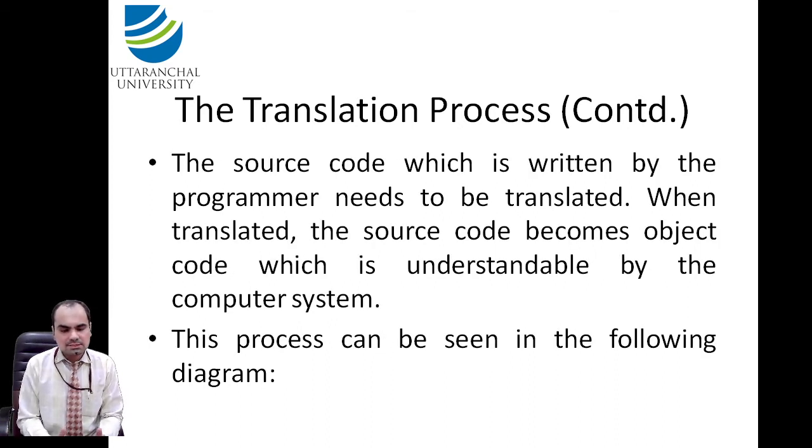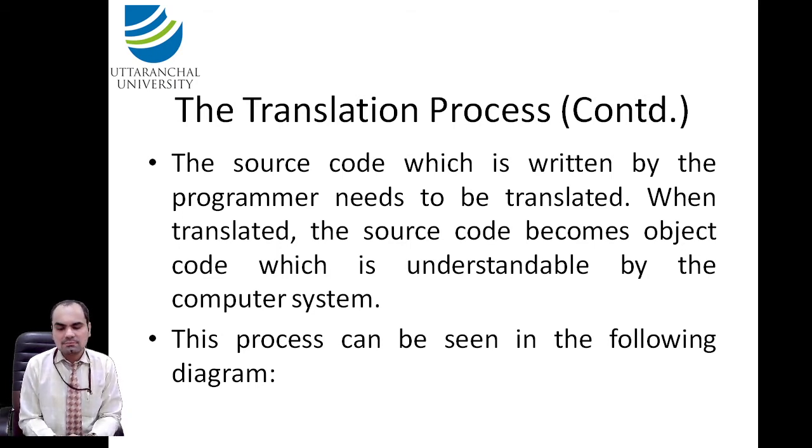Continuing this slide, the source code written by the programmer needs to be translated. When translated, the source code becomes object code, which is understandable by the computer system. The machine can easily understand the object code. After translating, the file is converted into the object file. In total, 3 files will be generated: the exe file, the object file, and the bag file, along with the source file. These are the different files after execution of any program.